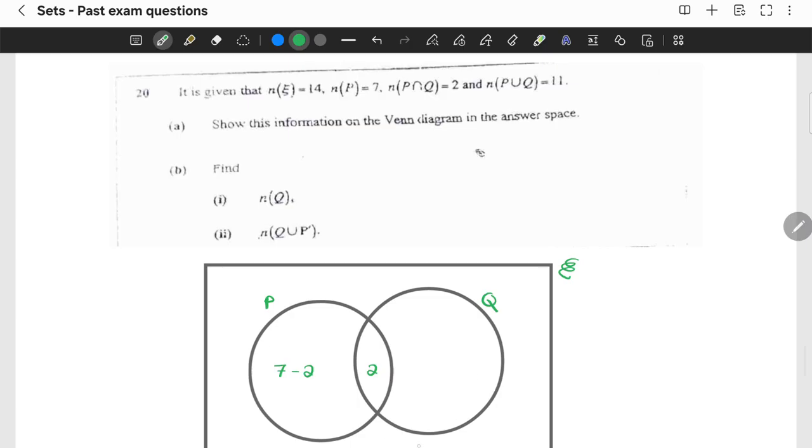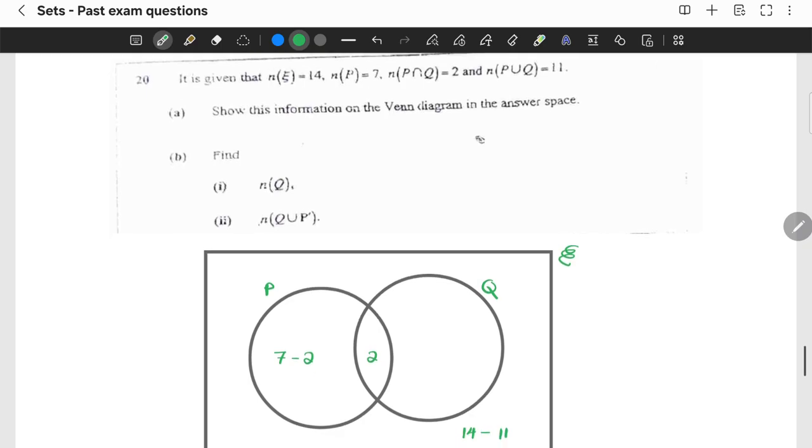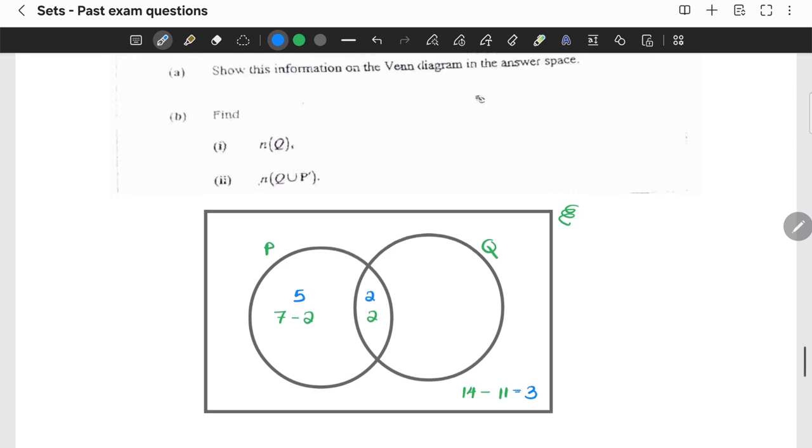So whatever is outside is going to be 14 minus 11, right? But when we then simplify this, it becomes 3, this remains as 2, and 7 minus 2, that's going to be 5. And if we want to then find what's in Q, we say 14 minus 5 plus 2, right?